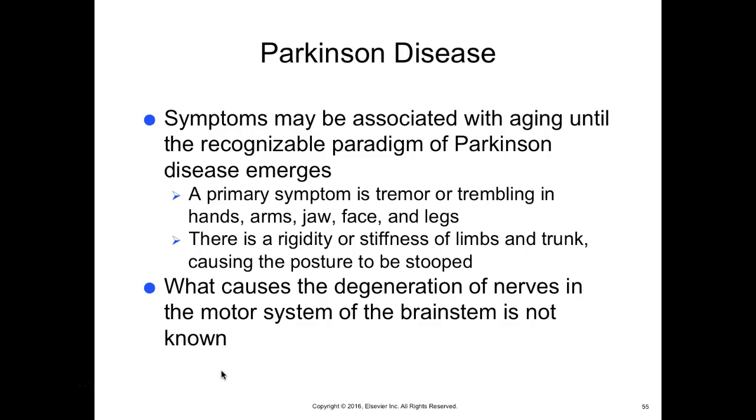Parkinson's disease. Symptoms may be associated with aging until the recognizable paradigm of Parkinson's disease emerges. So you may just say, oh, they're just getting older until we actually identify it. A primary symptom is a tremor or trembling in the hands, arms, jaw, face, and legs. There is a rigidity or stiffness of the limbs and the trunk, and it causes the posture to be stooped. They also have a shuffling gait, which means they walk in a shuffling pattern. What causes the degeneration of the nerves and motor system in the brain is not known, so the etiology is unknown.